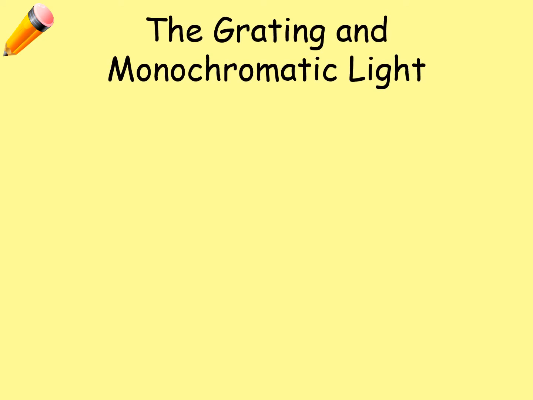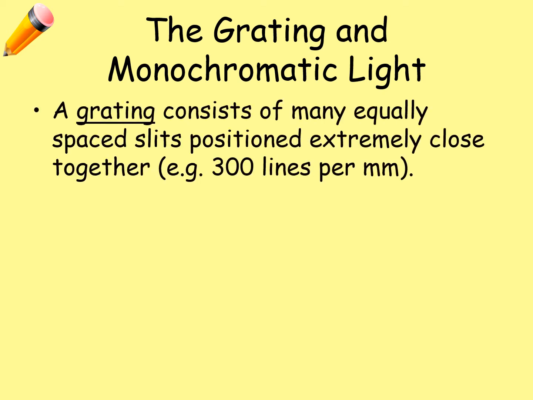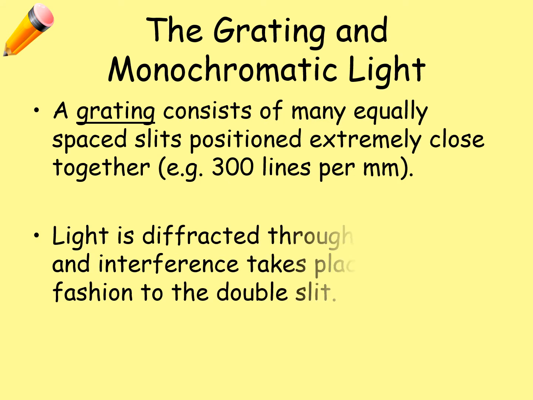The grating and monochromatic light. Monochromatic light is light of only one color, that is, only one frequency. A grating consists of many equally spaced slits positioned extremely close to each other, for example 300 lines per millimeter, which is a typical value. This means that the grating is made up of lots and lots of small spacings. Light is diffracted through each slit, and interference takes place in a similar fashion to the double slit.